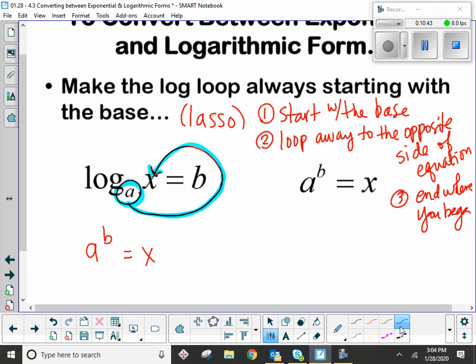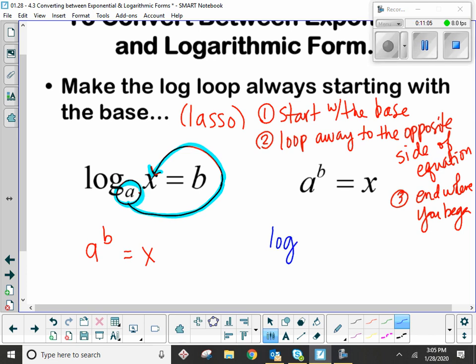This form, a to the b equals x, what's that form? Is that exponential or logarithmic? Exponential. So if it's in exponential, I'm rewriting to what form? Log. So I need to just go ahead and put log down so I don't forget that that needs to be written.